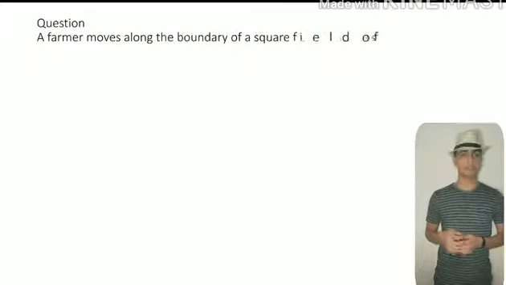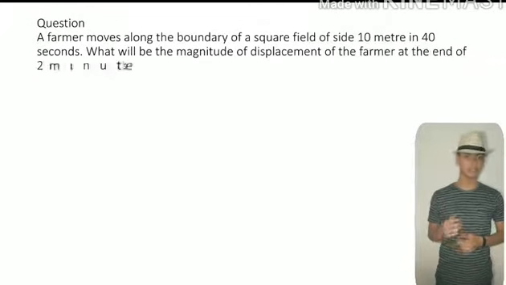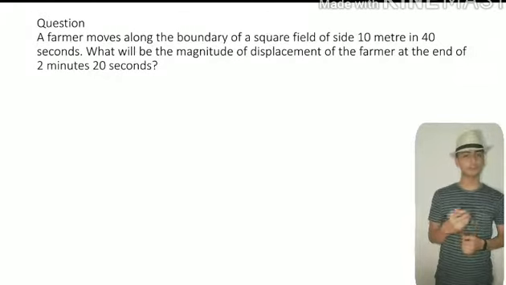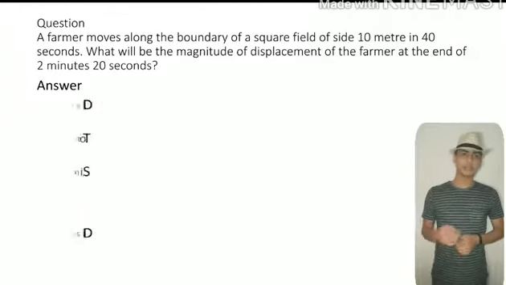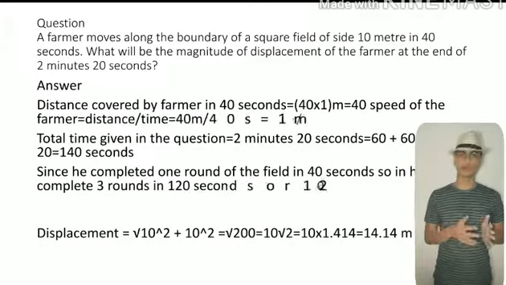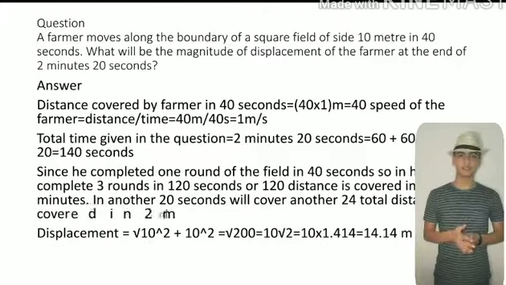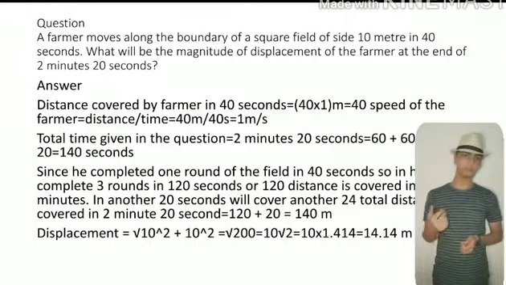Now let us quickly have a question on this. A farmer moves along the boundary of a square field of side 10 meters in 40 seconds. What will be the magnitude of displacement of the farmer at the end of 2 minutes 20 seconds? The answer: the distance covered by the farmer in 40 seconds will be 40 into 1 meter, equivalent to 40 meters. And the speed of the farmer, that is distance by time, equals 40 meters divided by 40 seconds, making it 1 meter per second.